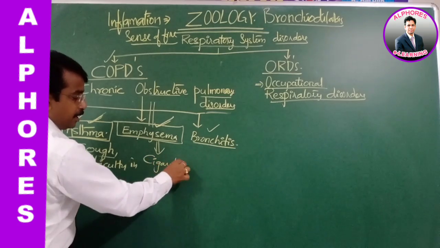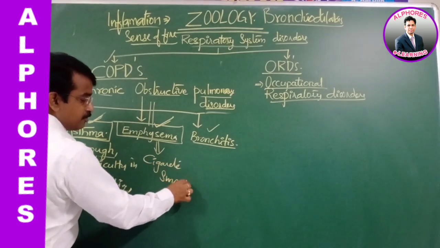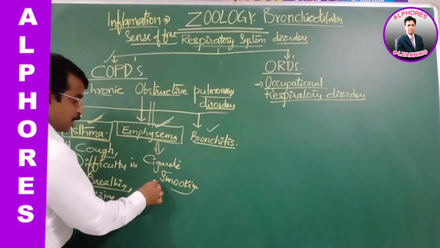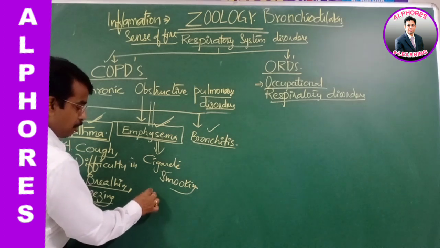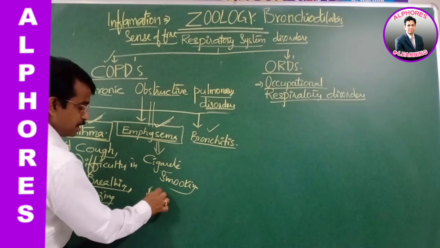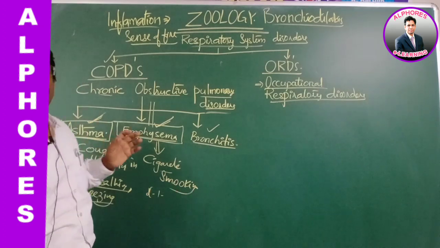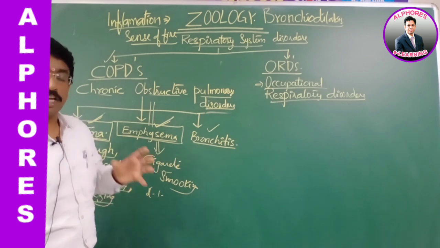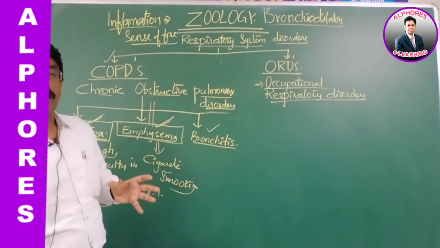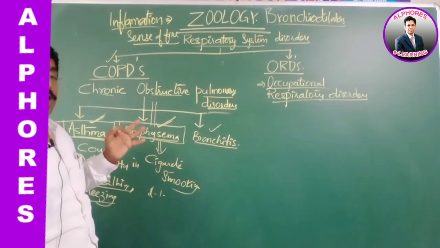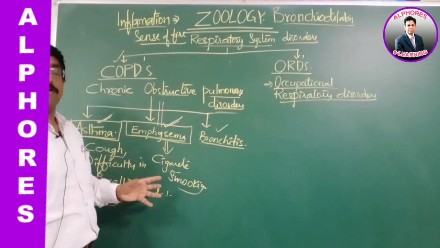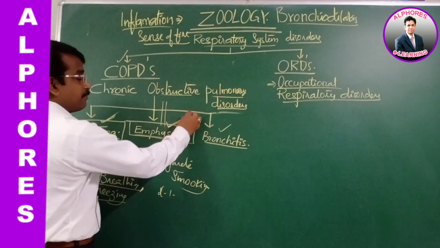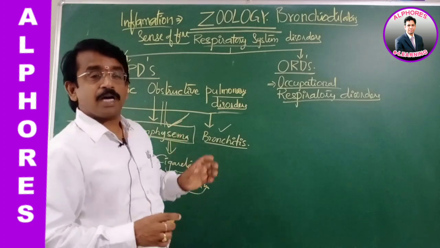The main reason for emphysema is none other than cigarette smoking. It is also said that alpha-1 antitrypsin deficiency causes emphysema. That is the reason why biotechnologically produced alpha-1 antitrypsin is given as one of the treatments in the case of emphysema.